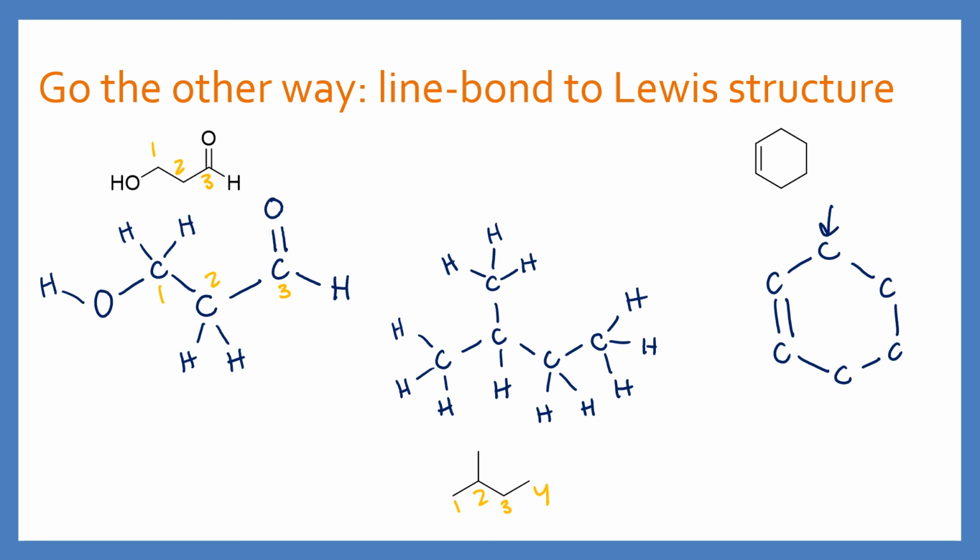So let's start here. This carbon has 2 bonds to other carbons, so it must have 2 hydrogens. And that's going to be true for all of these carbons until we get to the double bond. So this carbon here has 3 bonds already attached to it, so it only has room for 1 hydrogen. And that is the structure of cyclohexene.